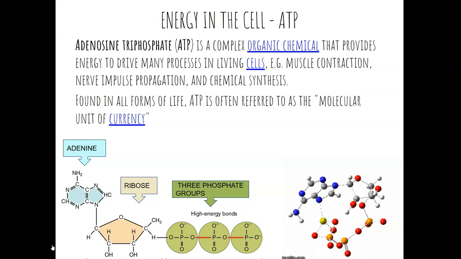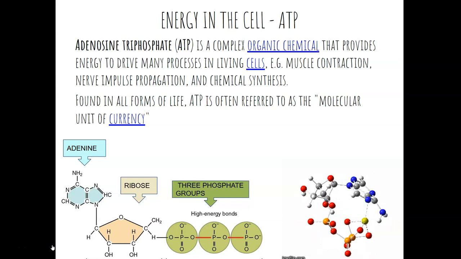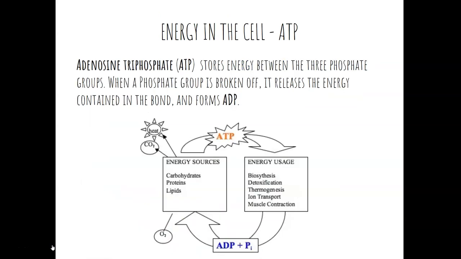You can think of ATP almost as a rechargeable battery. When a phosphate group is broken off from ATP, it releases that energy and it forms ADP, or adenosine diphosphate. So we can use that energy for biosynthesis to make new molecules, detoxification of chemicals, thermogenesis, or the creation of heat, transporting ions, such as in active transport, or even contracting your muscles.